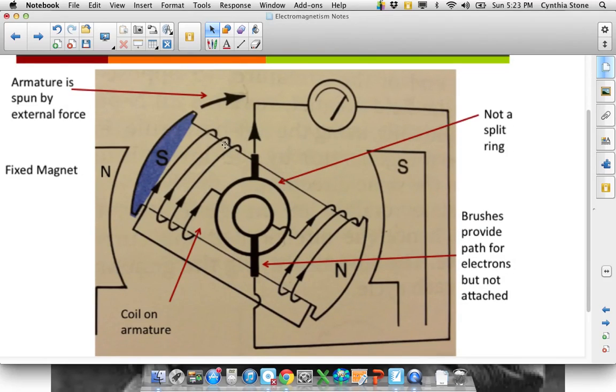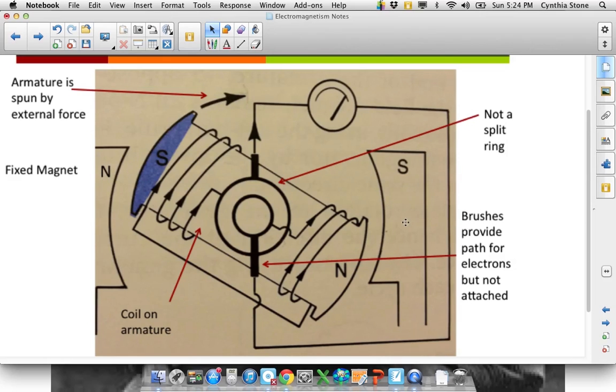So here's what's happening inside this thing. First of all, there's no split ring, but these brushes are the same as on the motor, where they're not a permanent connection. This ring here is allowed to rotate. Okay, so this spinning has happened because it's being forced, right? It's being forced either by your hand, if it's a hand crank generator, or by the wind, if it's a windmill. Something's forcing it to turn. Okay, so it's being pulled.